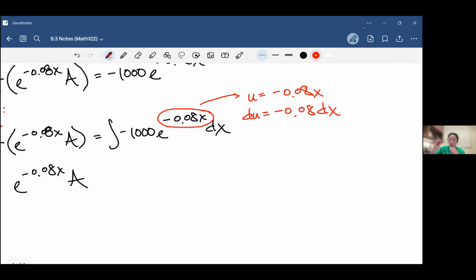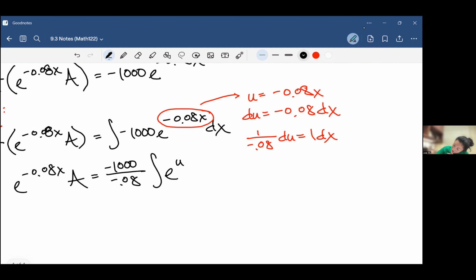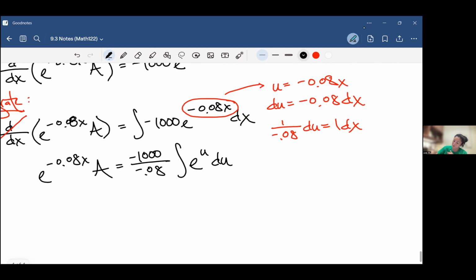Right, so I set my u equal to the negative 0.08x. My du is negative 0.08. I'm going to divide that negative 0.08 over to the left-hand side, and then I'm going to make my substitution. So I get negative 1,000 divided by negative 0.08, the integral of e to the u du.